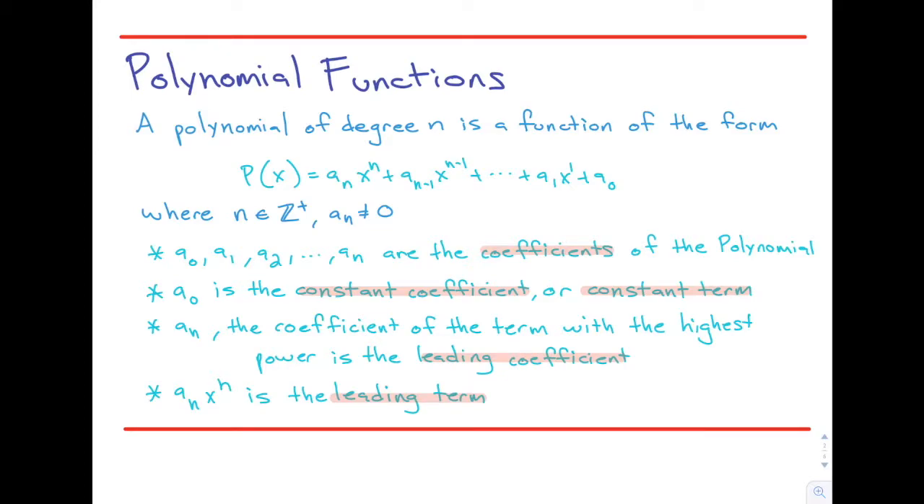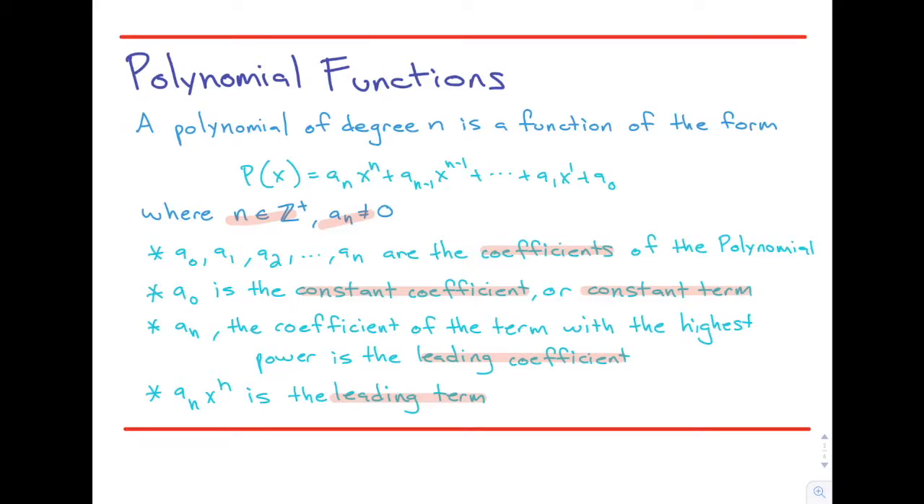Now we need these criteria because if we're saying that this is a polynomial of degree n, if the first coefficient a sub n is 0, then it's not a polynomial of degree n because we don't have a variable with x to the n. And we need to specify that n is in the integers because if it's not, then we're talking about various kinds of roots. So a sub 0, a sub 1, a sub 2, all the way up to a sub n are the coefficients of the polynomial.